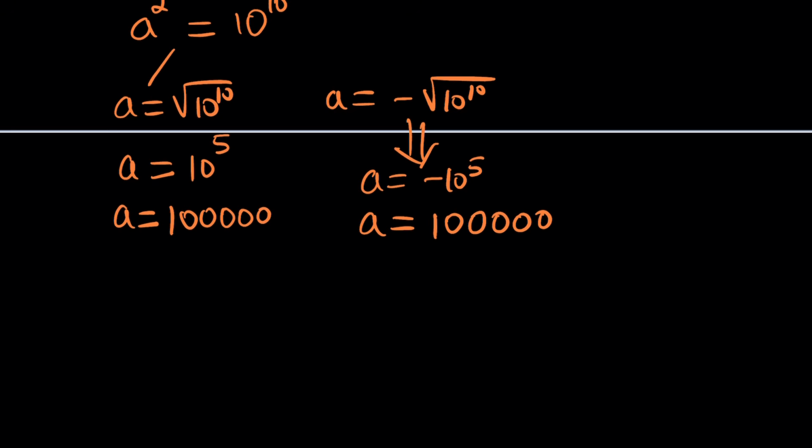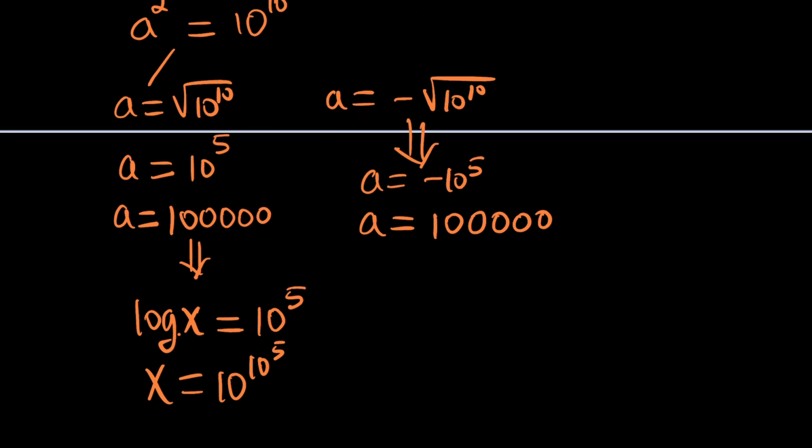And remember, a is equal to log x. You could probably keep it as is. Log x is equal to a, which is 10 to the 5th power. So from here, because the base is 10, x becomes 10 to the power 10 to the power 5.